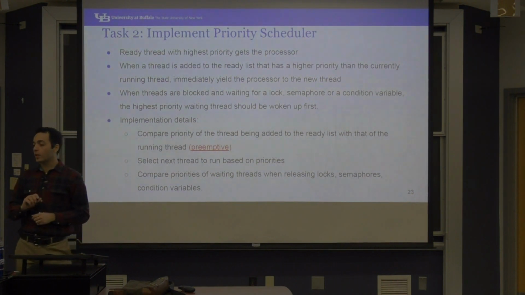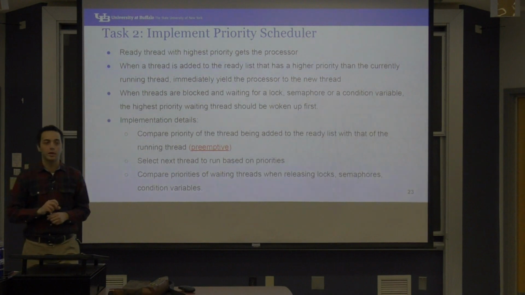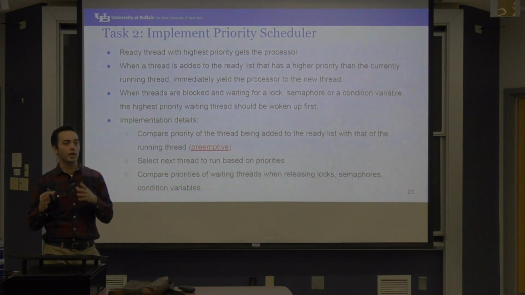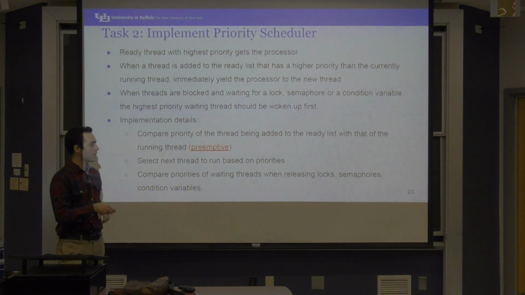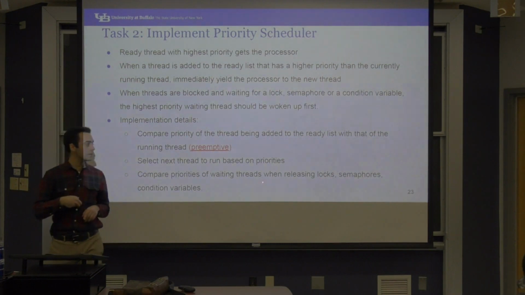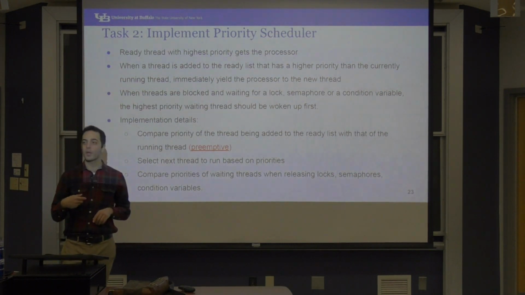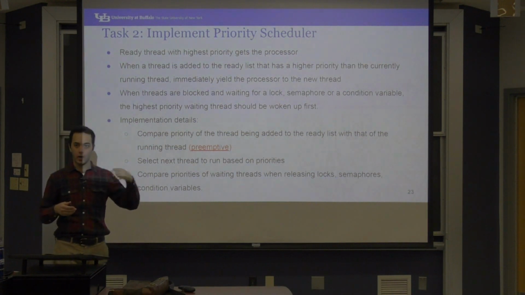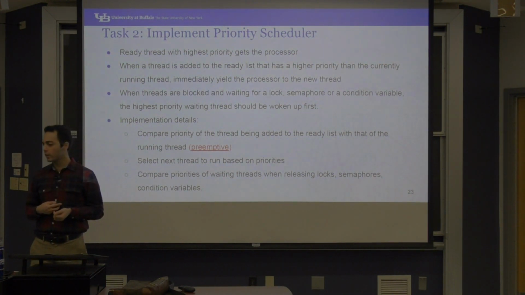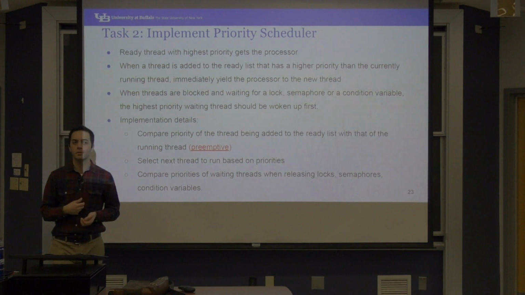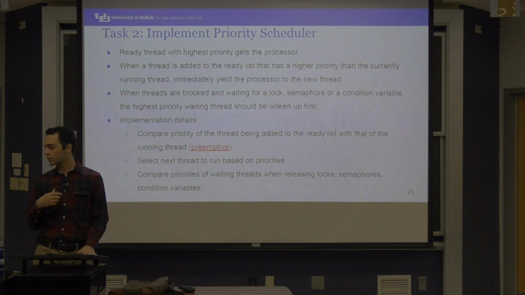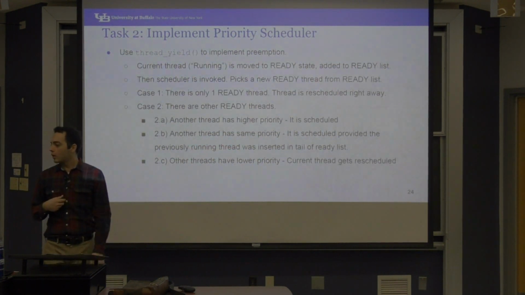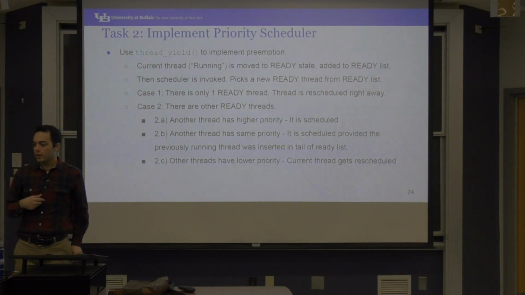Compare priorities of waiting threads when releasing locks, semaphores and conditions. Again, when multiple threads are waiting for a condition, that condition can be a condition variable, a lock release, a semaphore up, and at these times, you have to check: I should not just pick the next one, I should pick the best one, the highest priority. All right, any questions? All right. So implement the priority scheduler, the rest of it.